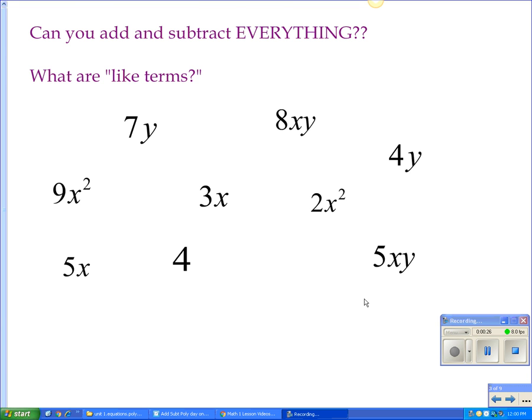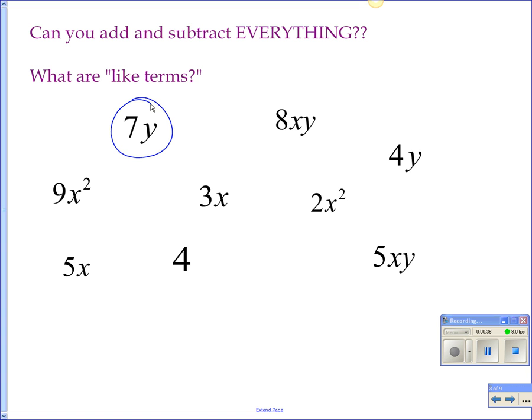Let's start with 7y. What up there is a like term with 7y? 4y. Why are these like terms? They both have a y. Okay, good. What is a like term with 8xy? Why are those like terms? They both have an x and a y beside them.